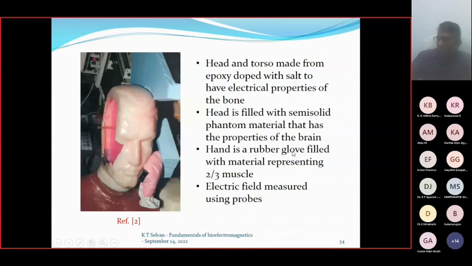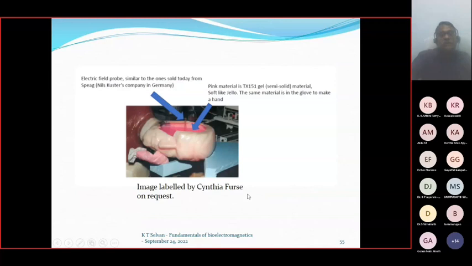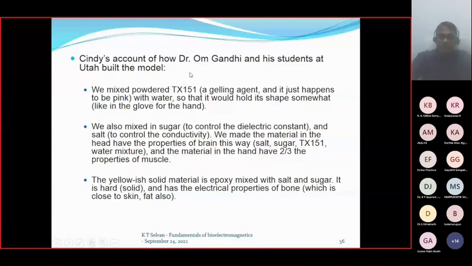And then the electric field can be measured using probes. And here, of course, Professor Cynthia, who is the next speaker, earlier I had requested her to label this. She did this. So this is the electric field probe. This is the phantom model. And I know some of you may have heard of this name, Dr. O.M. Gandhi. He is one of the exponents. The UTA group has had a very active group in bioelectromagnetic applications. So this is Cindy's account of how they built this phantom model. You can just go through it hopefully later.